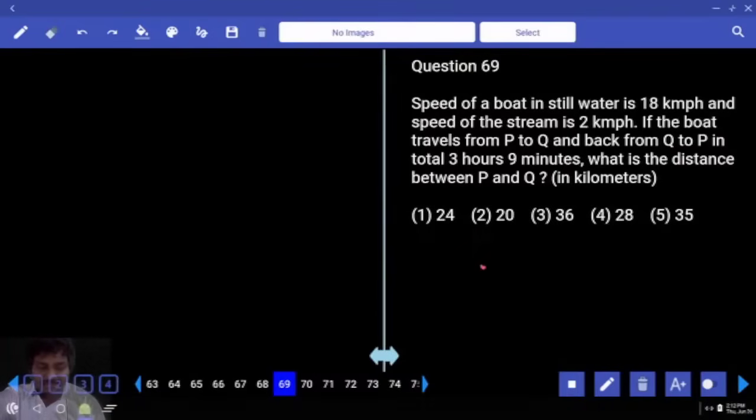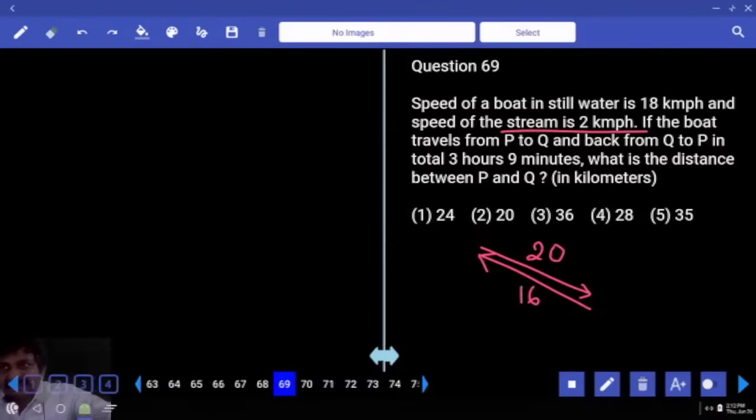A person traveled from one place to another place and then returned to the starting point, where you have stream speed. So one direction must be downstream, the other must be upstream. Downstream speed m plus s, which is 20. Upstream speed m minus s, which is 16. So onward direction speed 20, return direction speed 16. Whatever distance is covered in the onward direction, the same distance is covered in the return direction. So the distance between the two places is the same. Average speed is 2ab by a plus b.